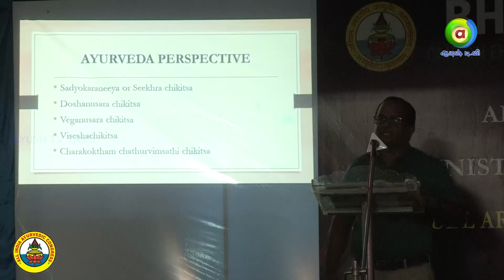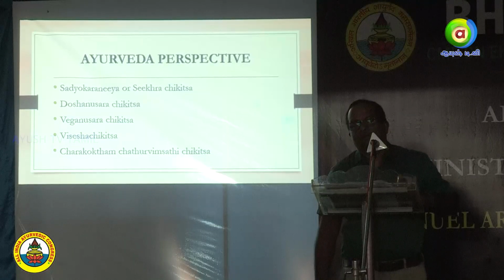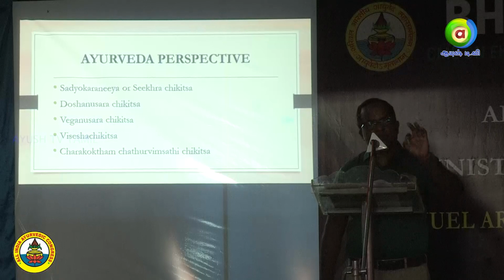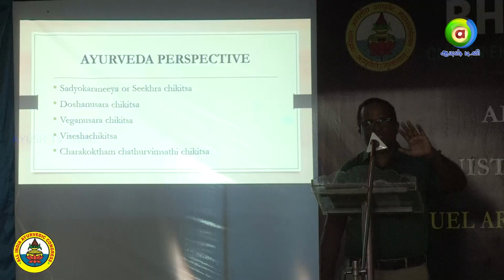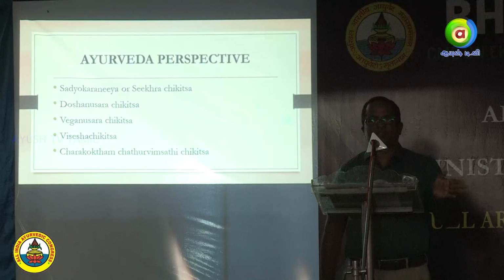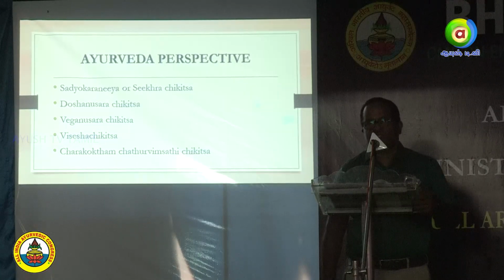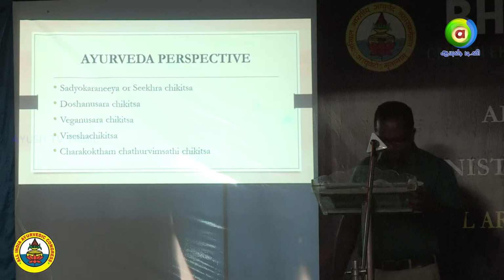Then Doshanusara Chikitsa, it's already there in the text which dosha is affected. While explaining the categorization, Darvikara Sarpas are Vata predominant, Mandali Sarpas are Pitta predominant, Rajila Sarpas are Kapha predominant. So Doshanusara Chikitsa on the basis of dosha predominance should be formulated and executed.